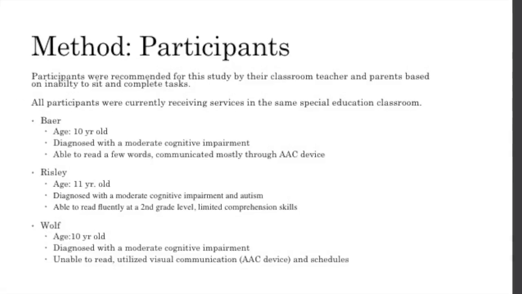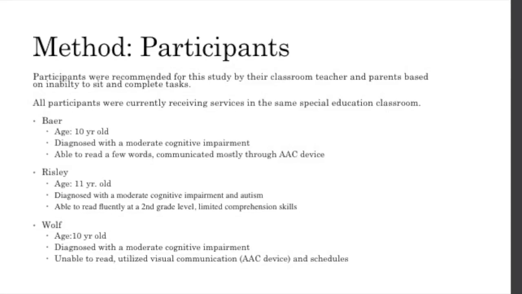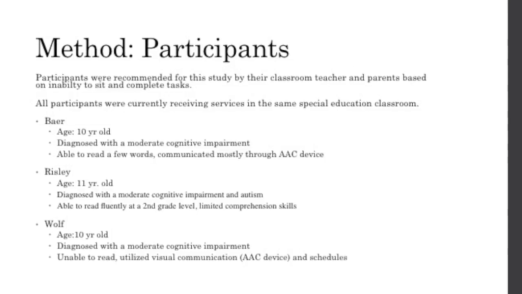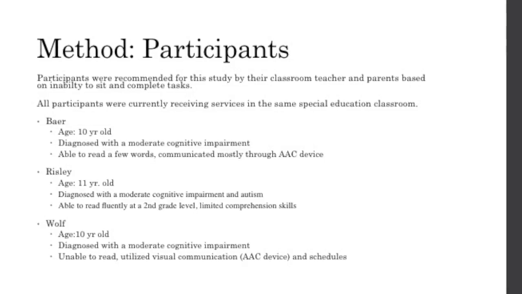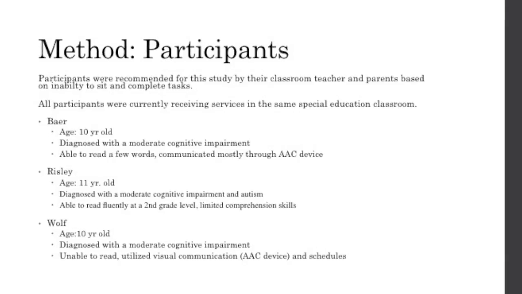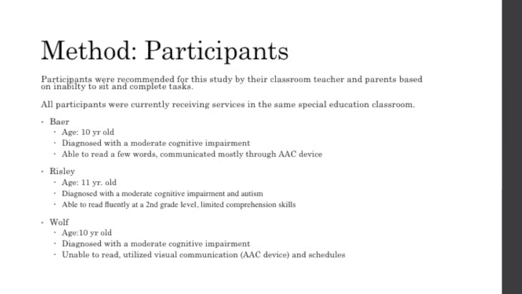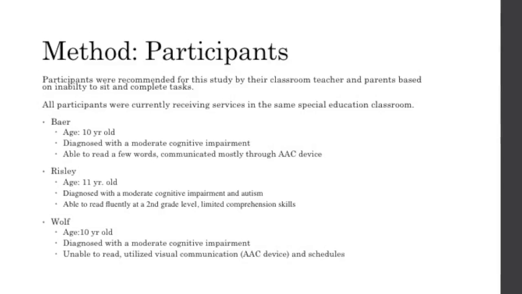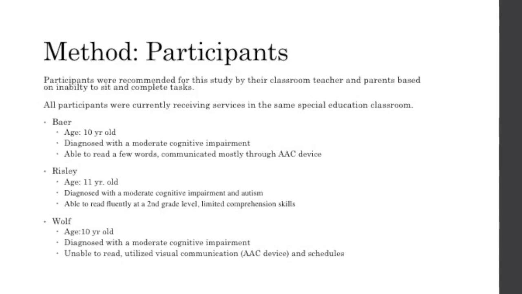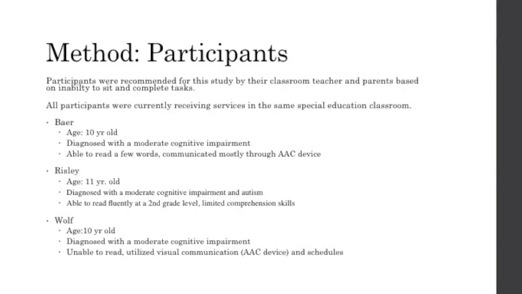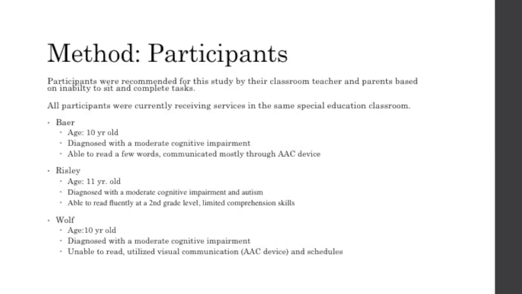Risley, an 11-year-old male, has been diagnosed with a moderate cognitive impairment and autism. Risley demonstrated the ability to read fluently at a second grade level, but obtained limited comprehension skills. Wolf is a 10-year-old male diagnosed with a moderate cognitive impairment. He was unable to read and utilized visual picture schedules.